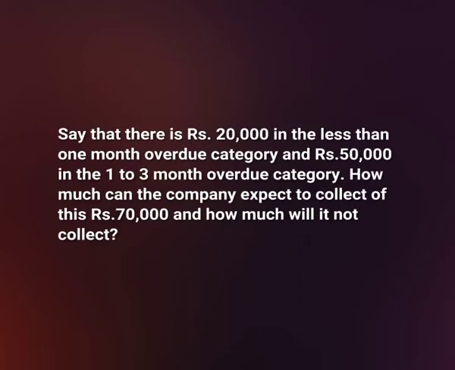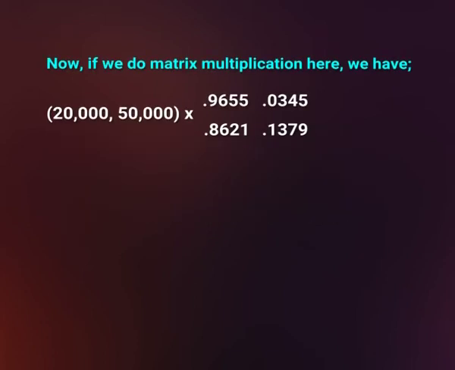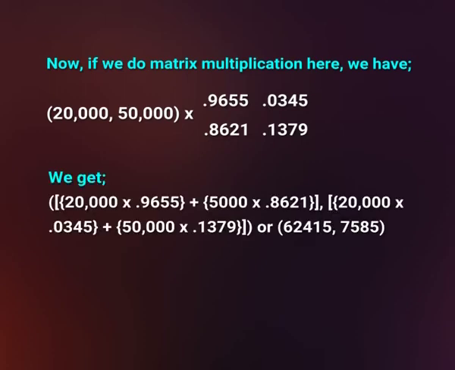Say that there is rupees 20,000 in the less than 1 month overdue category and rupees 50,000 in the 1 to 3 month overdue category. How much can the company expect to collect of this rupees 70,000 and how much will it not collect? Now, if we do matrix multiplication here, we have 20,000, 50,000 multiplied by 0.9655, 0.0345, 0.8621, 0.1379. We get 20,000 multiplied by 0.9655 plus 50,000 multiplied by 0.8621, and 20,000 multiplied by 0.0345 plus 50,000 multiplied by 0.1379.